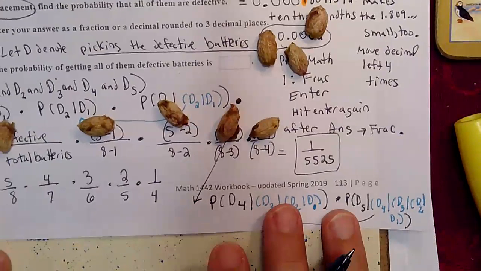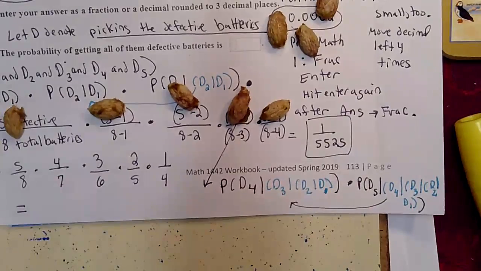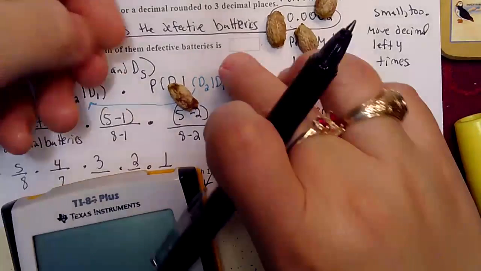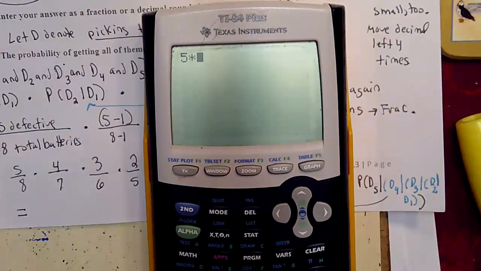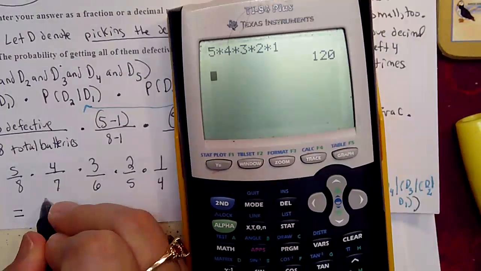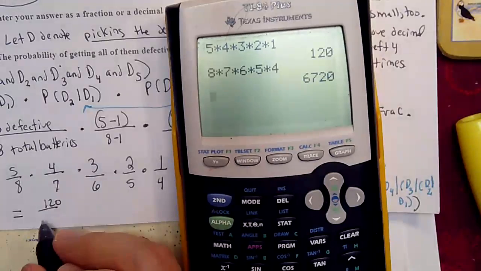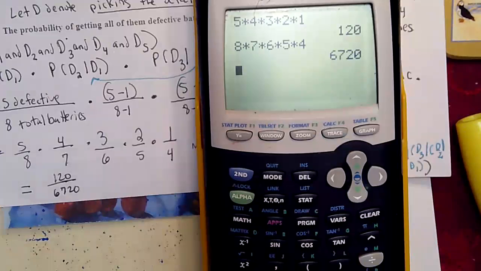So now when you multiply across, you're going to multiply 5. So I don't think we need these anymore. I'm going to take these off, okay? So now we have 5 times 4 times 3 times 2 times 1, which is 120. 8 times 7 times 6 times 5 times 4 is 6,720.